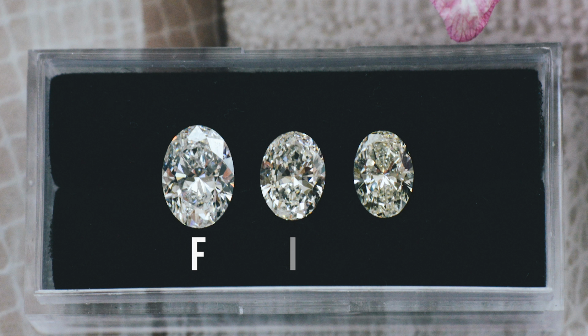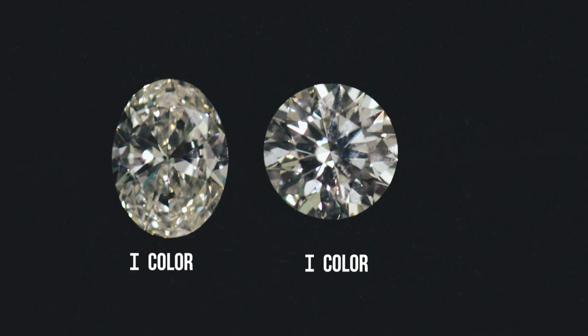So one of the things that you're definitely going to want to look out for when you're choosing your oval is you're going to want to make sure that there isn't too much yellow in the stone. Oval cut diamonds tend to be less forgiving on color than, let's say, a round brilliant. Yeah, so you can have 2 diamonds, one is round, one is oval. Let's say they're both the same color. They're both I color, for example.